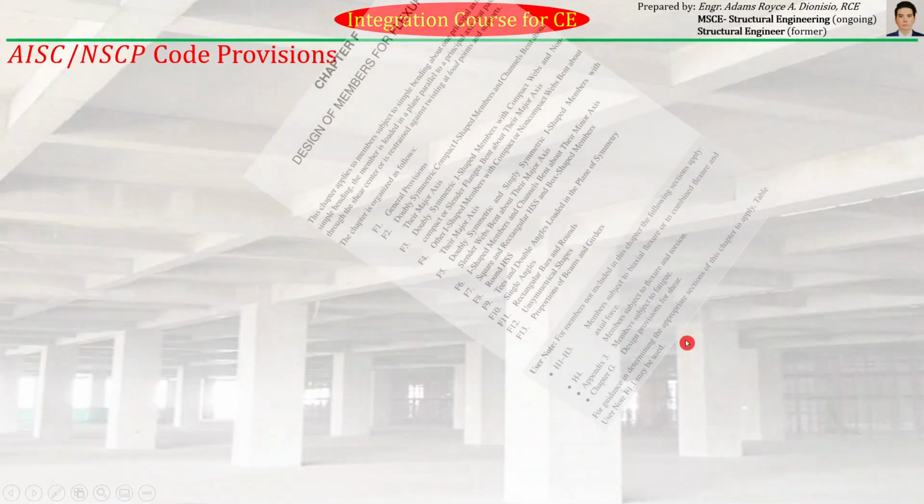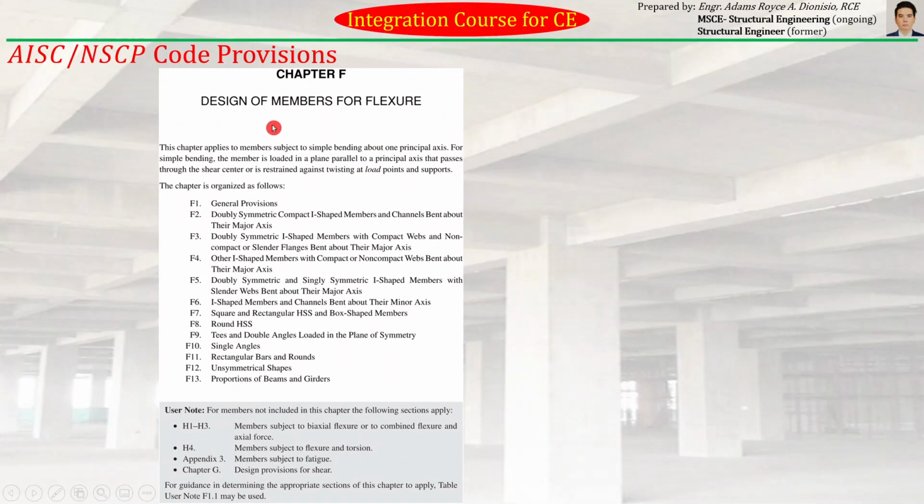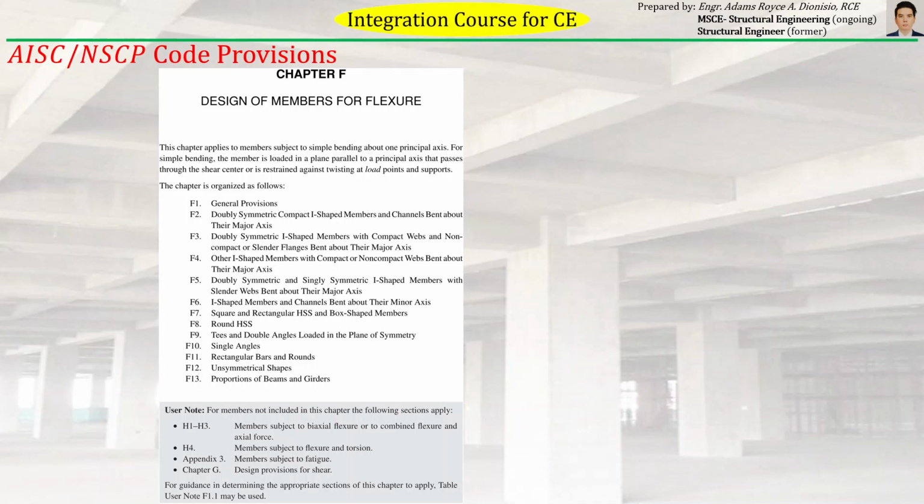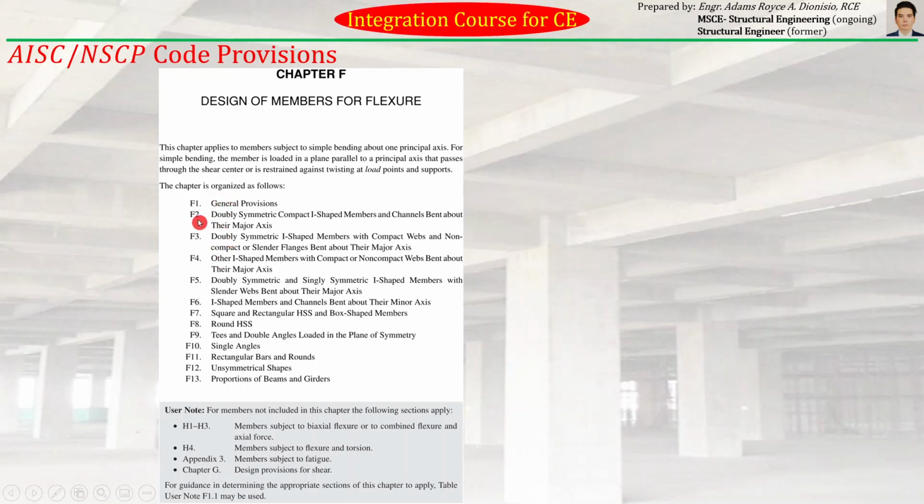Okay. And then yung chapter F ng AISC, that is the code provisions we usually refer to whenever we design members for flexure or yung mga beams. Usually mga beams yan. So you can see here yung chapter F, marami siyang part dito. F1, general provisions. F2, doubly symmetric compact I-shape members and channels bent about their major axis. Ito mahalaga to. Ito usually mahalaga dyan. F3, doubly symmetric I-shape members with compact webs and non-compact or slender flanges bent about their major axis. Itong medyo okay pa rin naman.